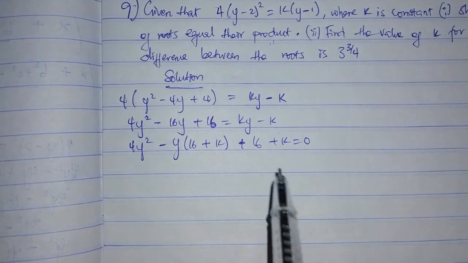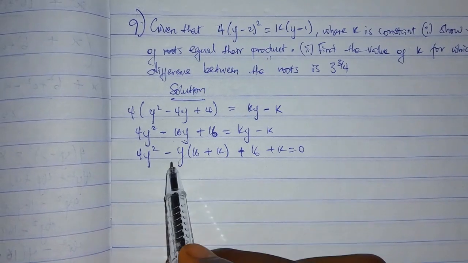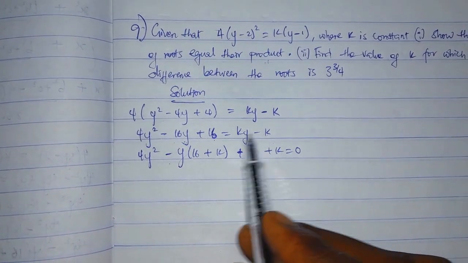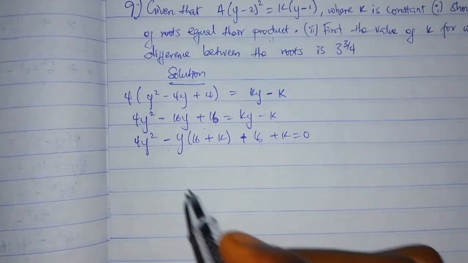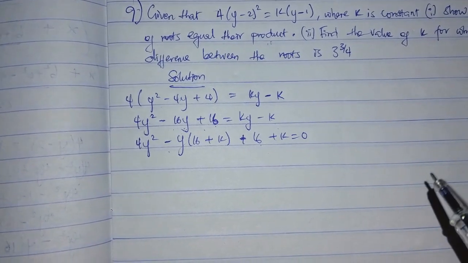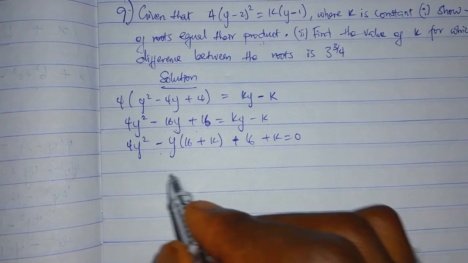equals 0. So collecting like terms, this becomes negative y(16 + k), and this remains plus 16 plus k equals 0. Now solving, what does this become? Now the question says I should show that the product is equal to the sum.